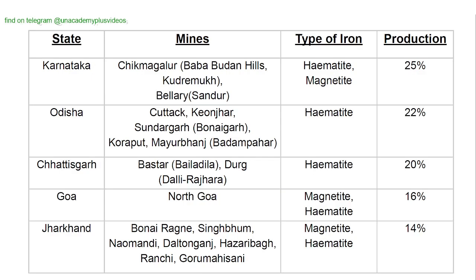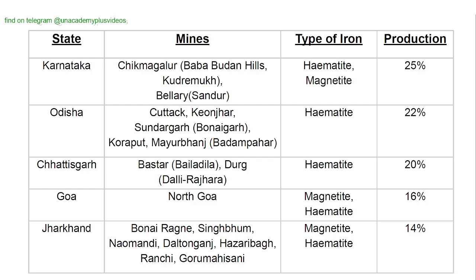States, mines, types of iron and production. Karnataka: Chikmagalur, Baba Budan Hills, Kudremukh, Bellary, Sandur. These are the mines in Karnataka, and the types of iron are both hematite and magnetite. Almost 25% of the production occurs from these mines like Chikmagalur and Bellary.